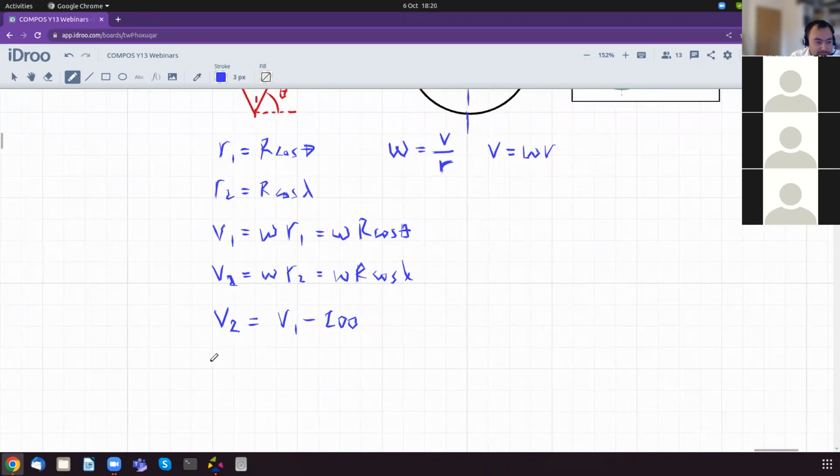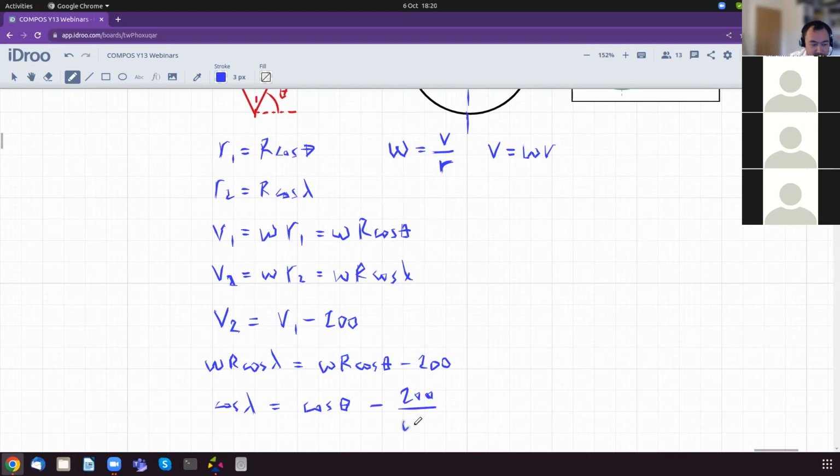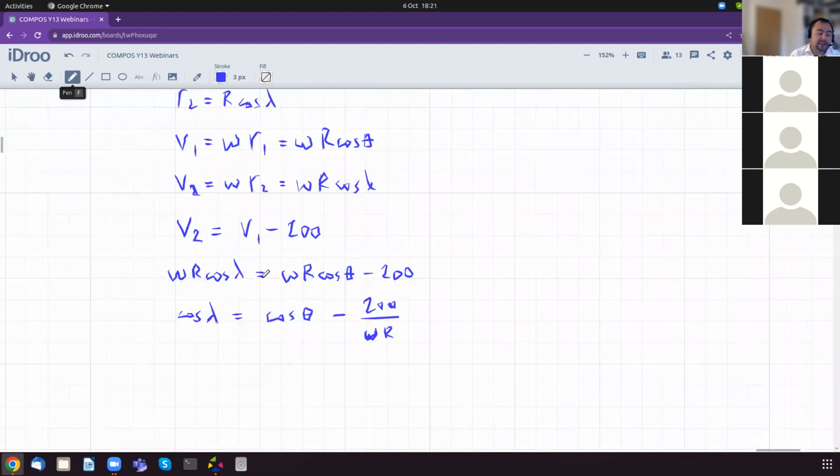So we have V2, which is omega R cos lambda, equals omega R cos theta minus 200. So cos lambda is equal to cos theta minus 200 divided by omega R. Now you can always assume that you know the radius of the planet, unless they're asking you to find the radius of the planet. So it's going to be cos 34 minus 200 divided by omega.